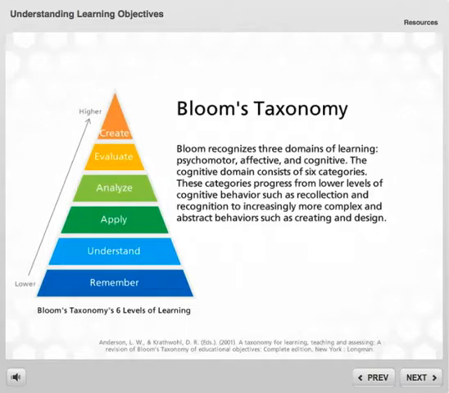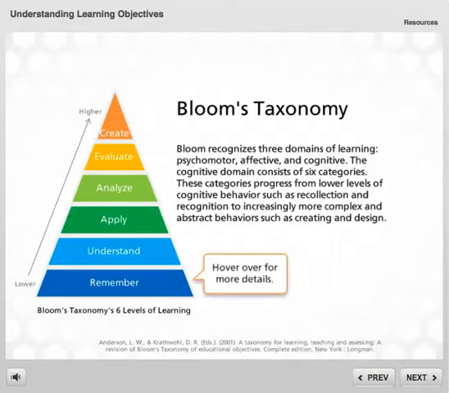Online courses focus on the cognitive domain, which consists of 6 categories. These categories progress from lower levels of cognitive behavior, such as recollection and recognition, to increasingly more complex and abstract behaviors, such as creating and design. From lowest to highest, the 6 categories are called remember, understand, apply, analyze, evaluate, and create.